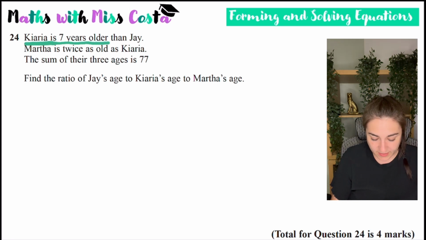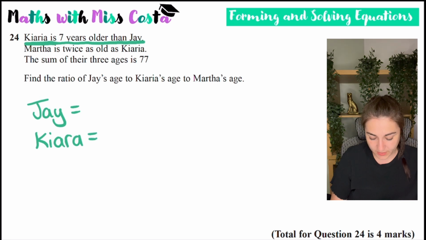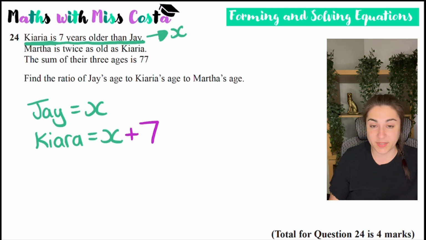So I'm told that Kiara is 7 years older than Jay. I don't know how old Jay is, but I know that however old he is, Kiara is 7 years older than him. So what I'm going to do is Jay is my patient 0. I'm going to call him x. I don't know how old he is, but however old he is, Kiara is 7 years older than that. So I can then form an expression.